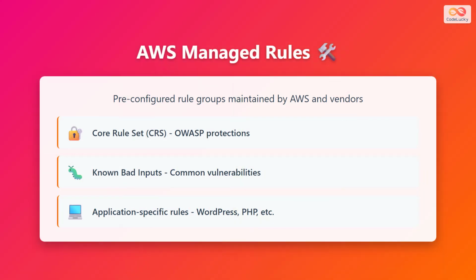AWS provides pre-configured rule groups called AWS Managed Rules, which are maintained by AWS and security vendors. These include the core rule set based on OWASP Top 10 protections, known bad inputs rules that defend against common vulnerabilities and exploits, and application-specific rule groups tailored for platforms like WordPress, PHP, and other common web frameworks. These managed rules save time and provide enterprise-grade protection without requiring deep security expertise.